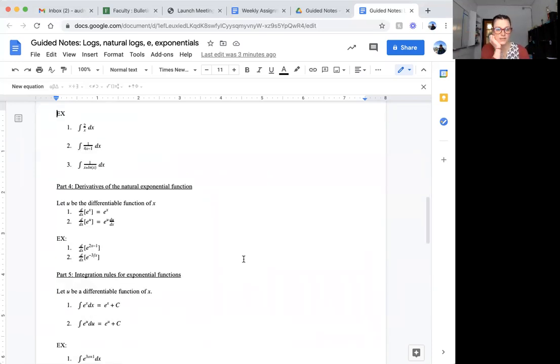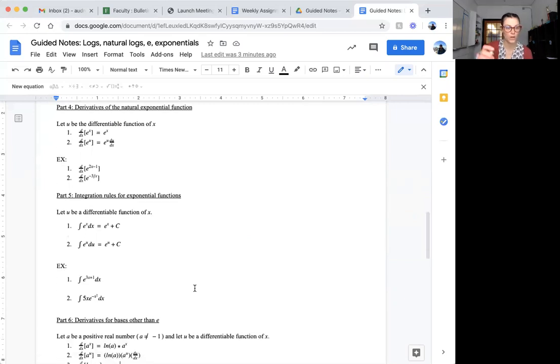Part 4, derivatives of the natural exponential function. So the derivative of e to the x is itself. So this is super cool. The derivative of e to the x is just e to the x, as long as that x is just an x. When we have e to the u, then our derivative is e to the u times du over dx, where that du over dx represents the derivative of u. So whatever that u is in your e.